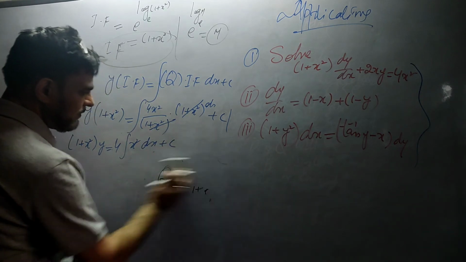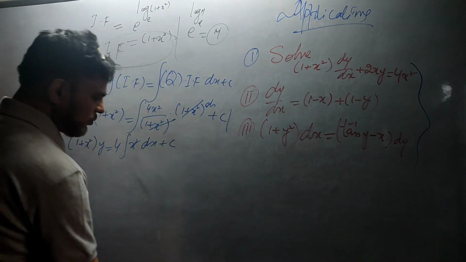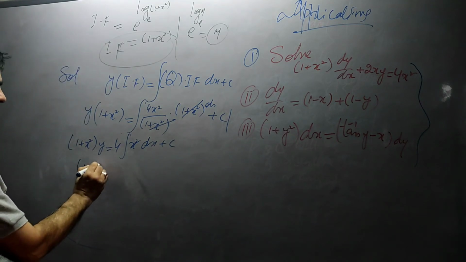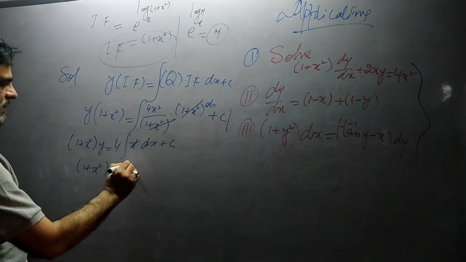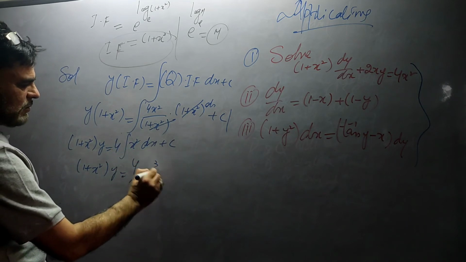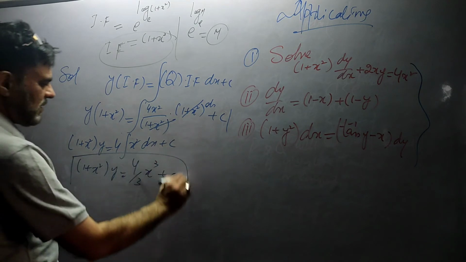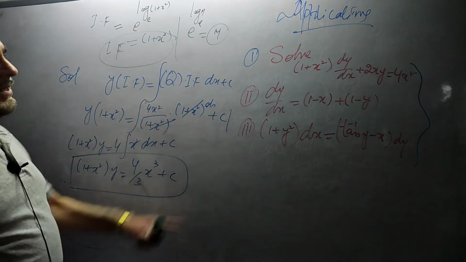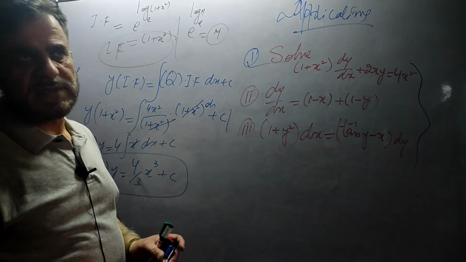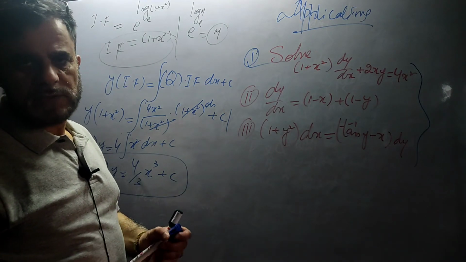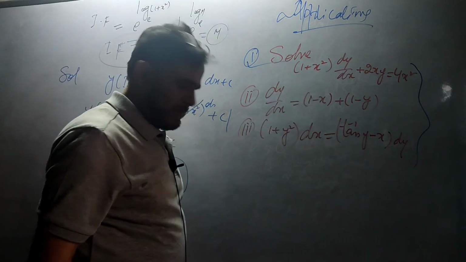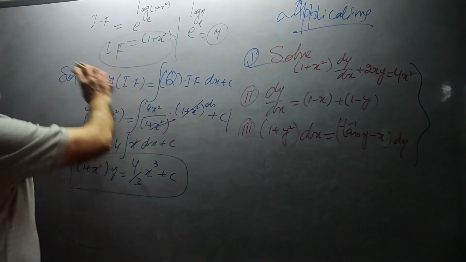So what is the solution? The solution of this differential equation will be 1 plus x square into y is equal to 4 times x cube by 3, so 4 by 3 x cube plus c. This is the solution of this differential equation. When we could put it in the form of dy by dx plus py is equal to q, this is how we proceed. Let me take one more example I have given here.